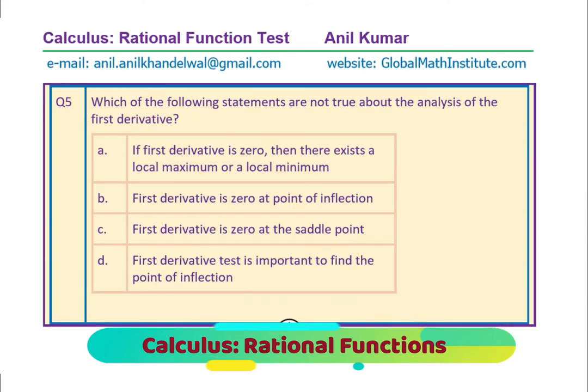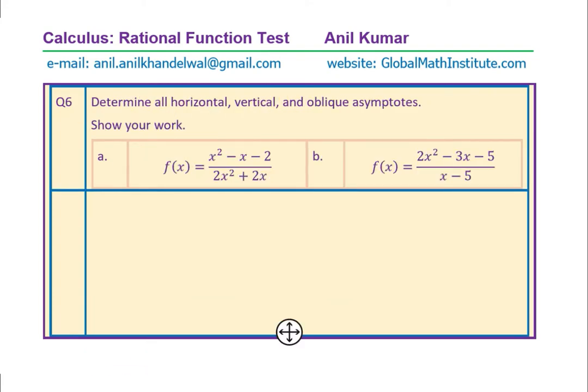Question number 5. Which of the following statements are not true about the analysis of first derivative? Question number 6. Determine all horizontal, vertical, and oblique asymptotes. Show your work. So 2 functions are given to you.